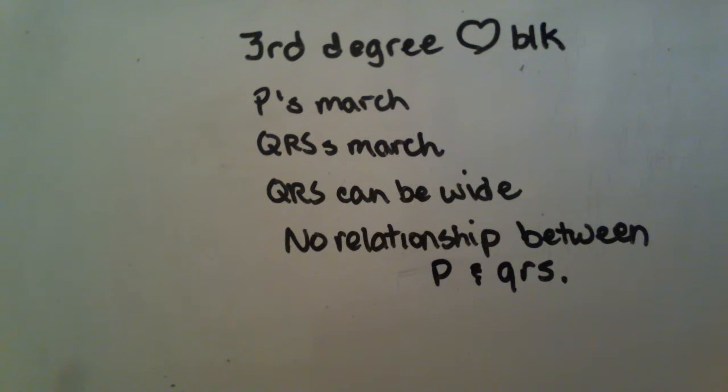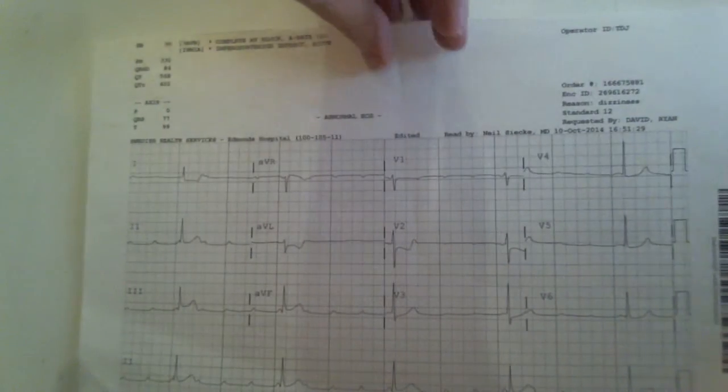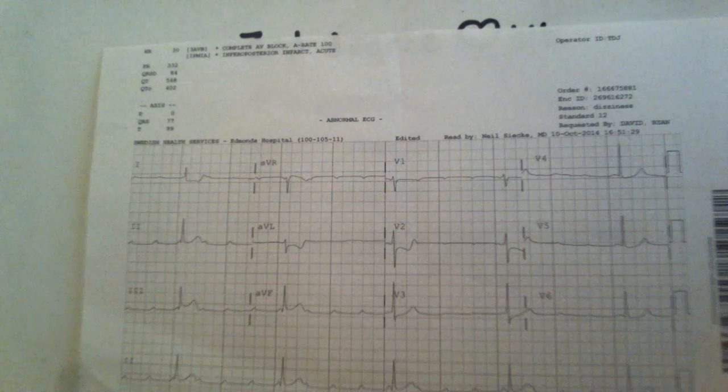And so back to third degree, the QRSs can be really wide, and there's absolutely no relationship between the P's and the QRSs. So what that means is the ventricles are having their own rate and the atria is beating at its normal rate.